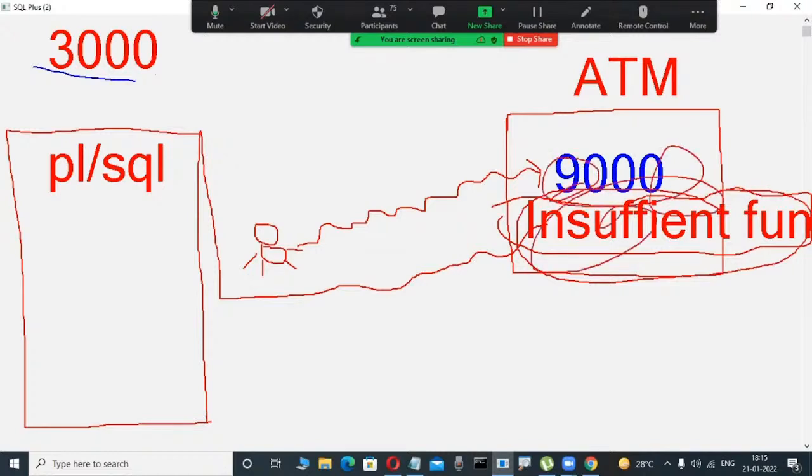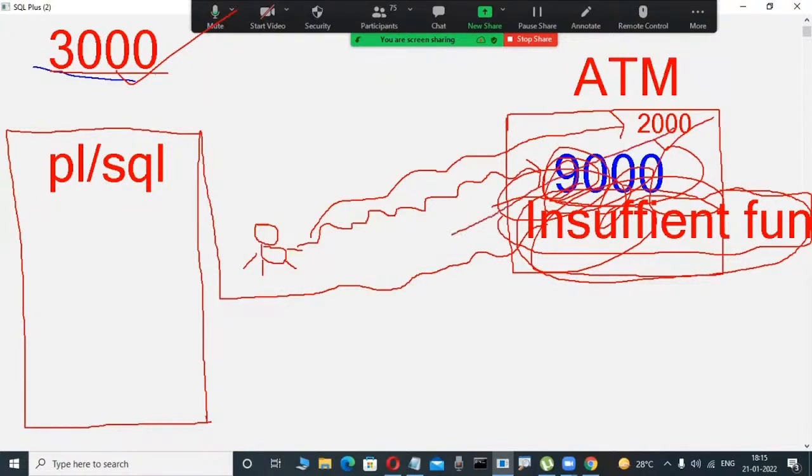Again, another scenario. For example, my balance is 3,000. Suppose I am inserting an ATM card. Now I try to withdraw 2,000 rupees, for example. Is it possible? Possible. Why? Because here my balance is 3,000. I try to withdraw 2,000, which is less than 3,000. That's why it is possible. We are withdrawing 2,000 in this example.